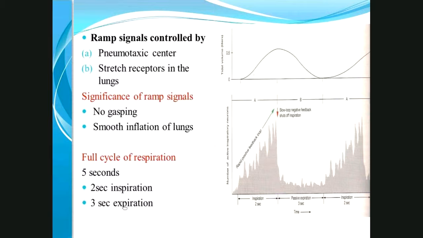So when we gasp, that means the expansion is fast. That's the gasping, the rapid inhalation of air, which normally does not happen. Normally, the expansion is gradual by the generation of the ramp signal, which will make the breathing gradually expand, and the air will smoothly fill up the thoracic cavity and the lungs.